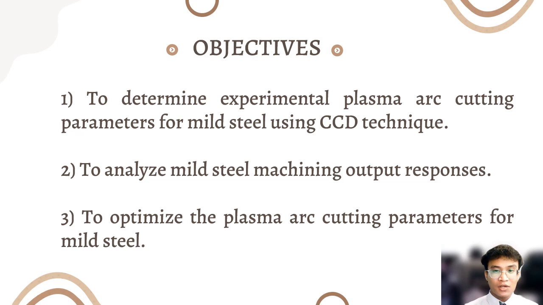The next one is the objectives of the final year project. The first one is to determine experimental plasma arc cutting parameters for mild steel using CCD, Central Composite Design technique. The second one is to analyze mild steel machining output responses. And the third one is to optimize the plasma arc cutting parameters for mild steel.